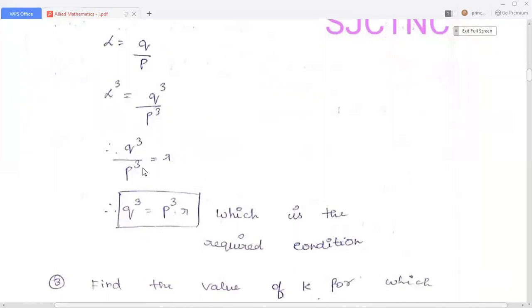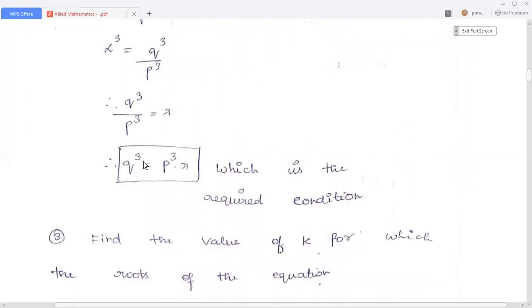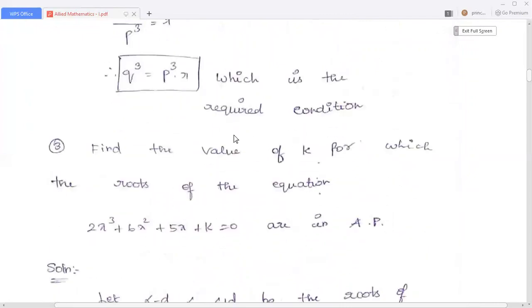Therefore, q cube by p cube equal to r, because alpha cube is r. Therefore, q cube by p cube equal to r. By cross multiplication, we get q cube equal to p cube into r. This is the required condition.